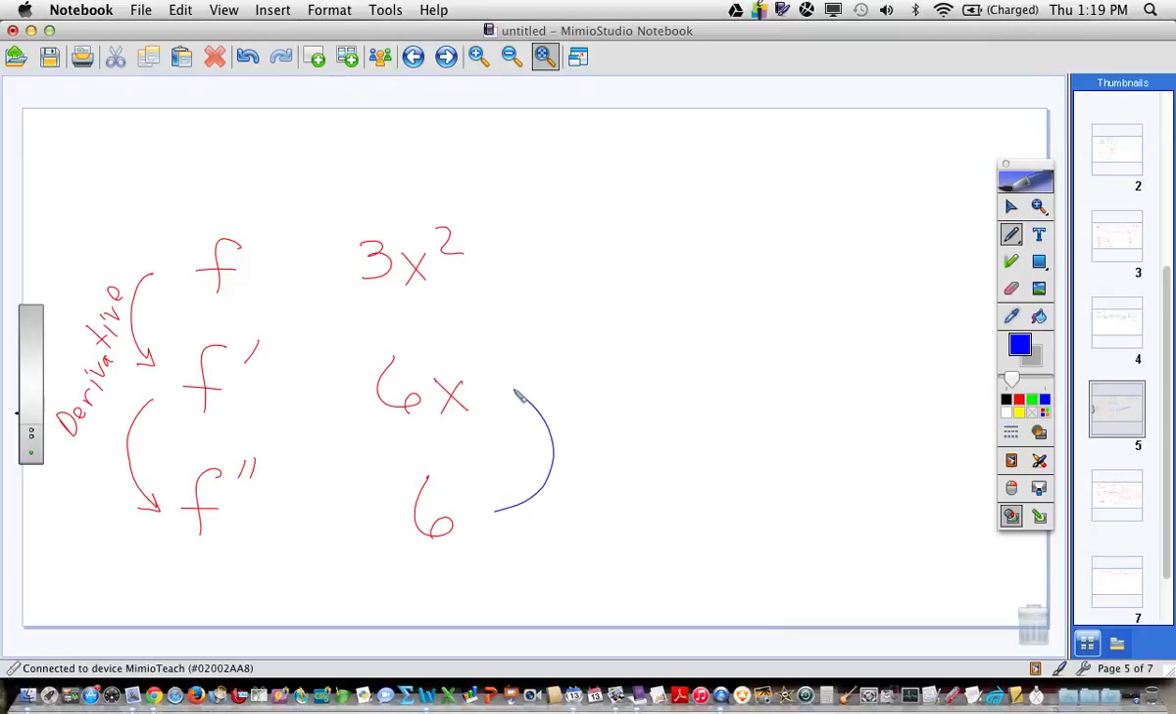What would we call it if we went backwards? The act of going from f to f prime is taking the derivative of the function. The act of going from f prime to f double prime is taking the derivative of the function. Well, doesn't it make sense that we could have a name for the act of going in reverse?